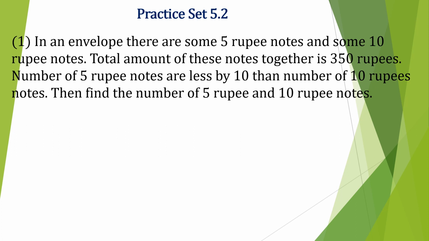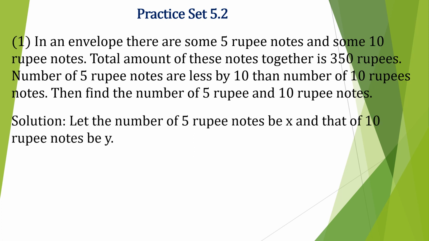Now students, what is the question? There is an envelope and in that envelope there are 5 rupee notes and 10 rupee notes also. If you add the rupees in that envelope, the amount comes to 350 rupees, but we don't know how many 5 rupee notes and how many 10 rupee notes there are. But there is a condition that the number of 5 rupee notes is less by 10 than the number of 10 rupee notes. So we have to find how many 5 rupee notes and how many 10 rupee notes there are. Let's assign variables to both these quantities.